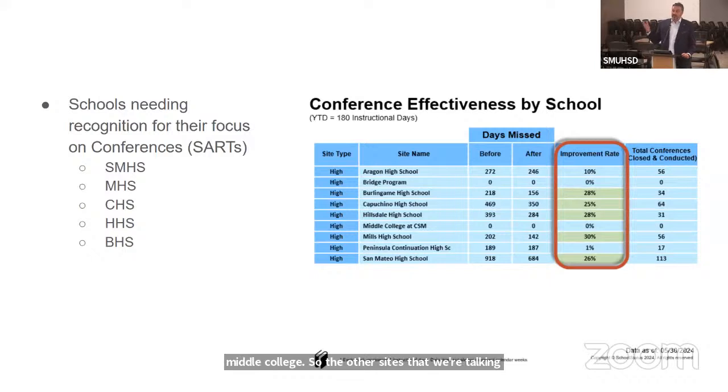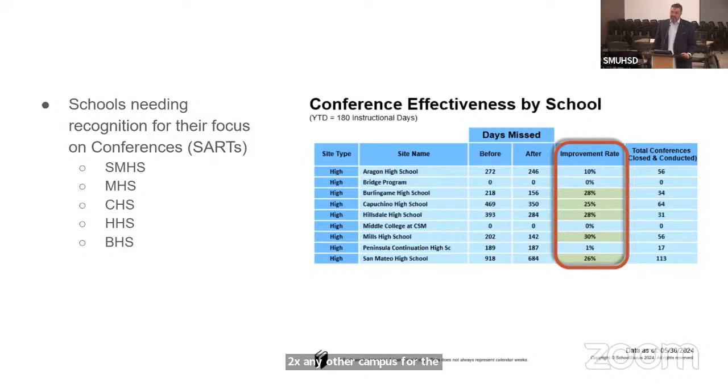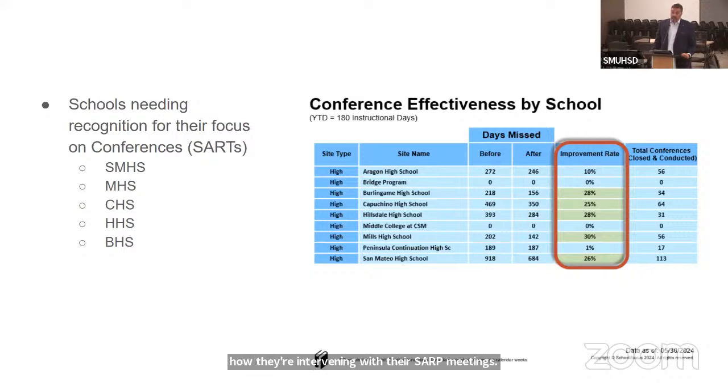Even the lowest, being Aragon at 10%, is still an amazing improvement for an intervention that's going on. But I want to call out specifically San Mateo High School and the team there and the work they're doing, 26%. You can see the volume is almost 2x any other campus for the students that are chronically absent, and seeing how they're intervening with their SART meetings. And so that's some amazing work. The volume is extremely high for the attendance work that they're doing there, and they're doing it very effectively.